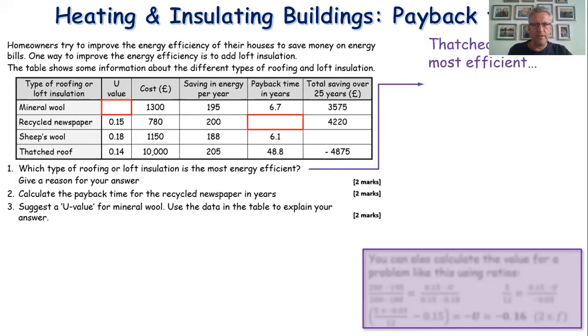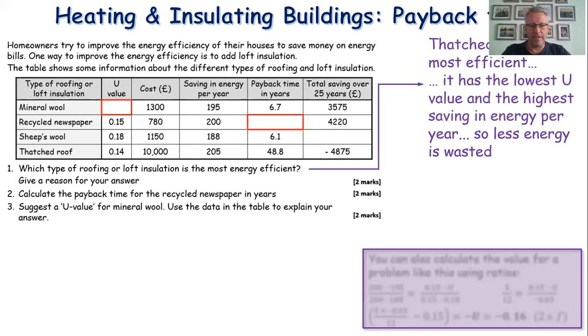So if you look at this, the most energy efficient is the thatched roof, because the thatched roof has the lowest U value and the highest amount of energy saved per year. Okay, so we've got a saving energy per year of 205 units as opposed to 195, 200, and 188. So pretty straightforward if you can read the data there. If you understand the term U value, that makes it very easy, but then you would understand that the most efficient is the one that saves the most energy, and that's the link which makes this a higher tier question.